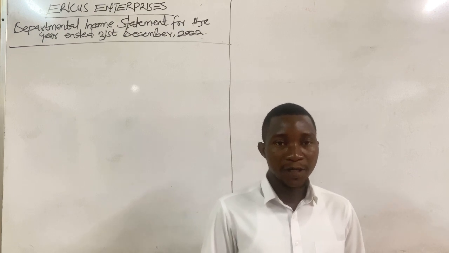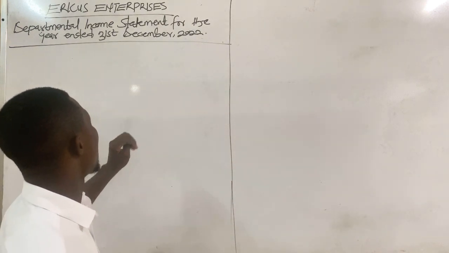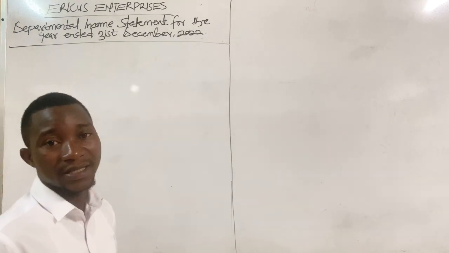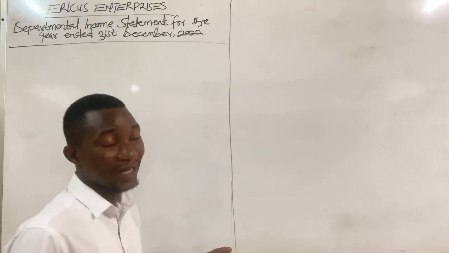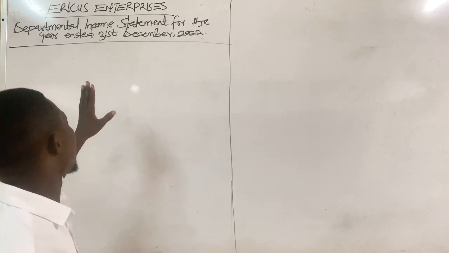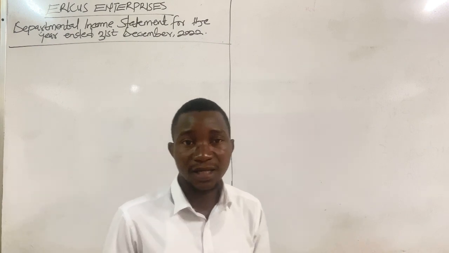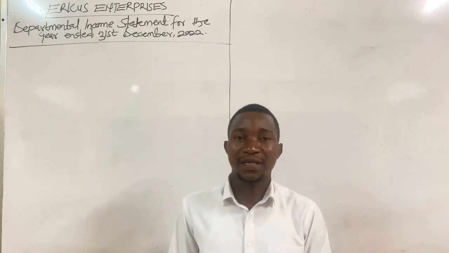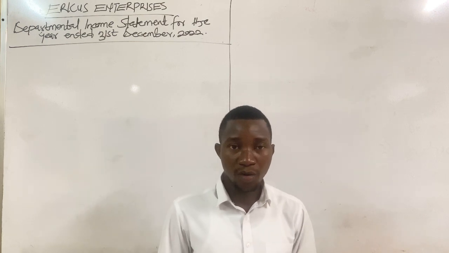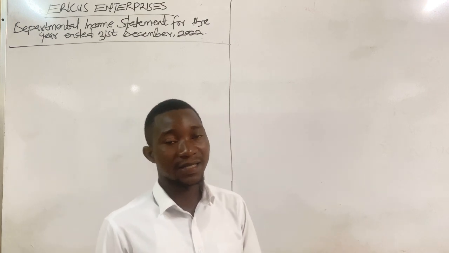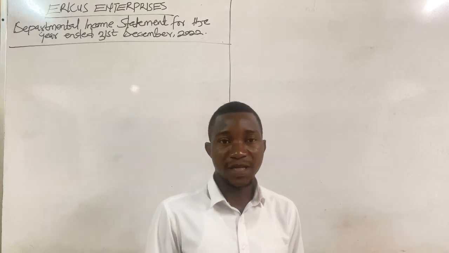Is that okay? So we are beginning the departmental income statement. The name of the business is Ericus Enterprises, and it's very important to write it. This departmental income statement is almost the same as the income statement of a sole trader, what we've learned before. But it is just that this is prepared in a columnar form for each department.